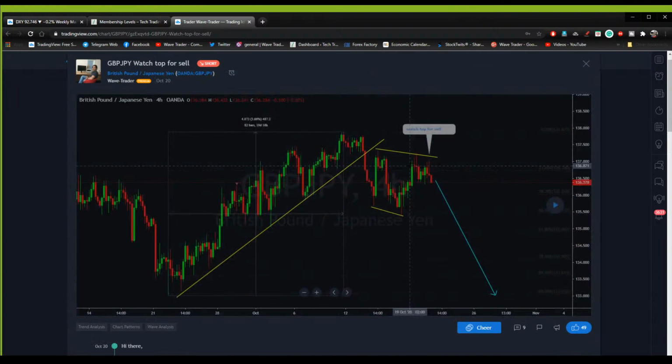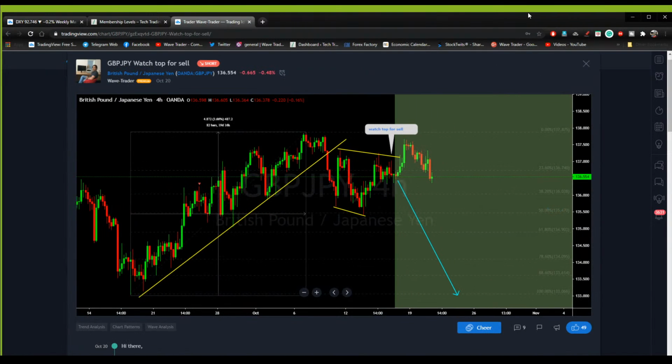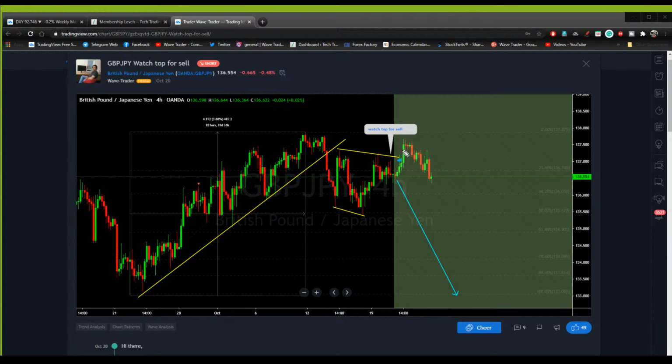So pound yen is still struggling to push higher. We're going to look at the lower time frame. It slightly went higher and then is dragging lower. So we may see an ABC move on this chart as well.